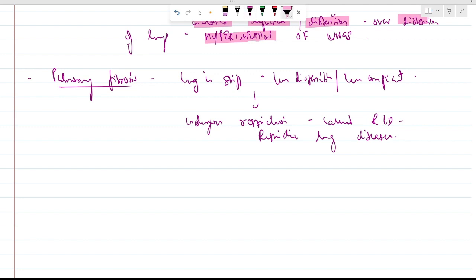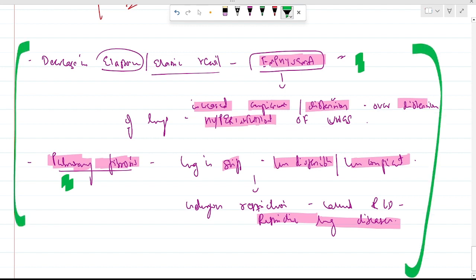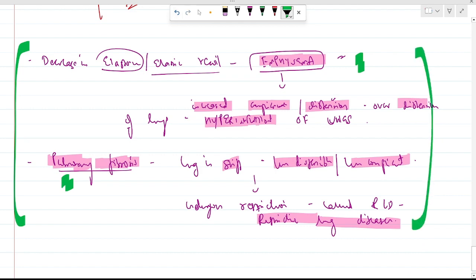And what is the example? Pulmonary fibrosis: stiff, less distensible, less compliant. Restriction, restrictive lung disease. Okay, we have seen two things here, emphysema and pulmonary fibrosis. Two important concepts to expand the discussion on compliance or distension.